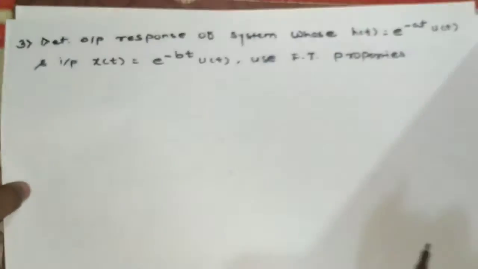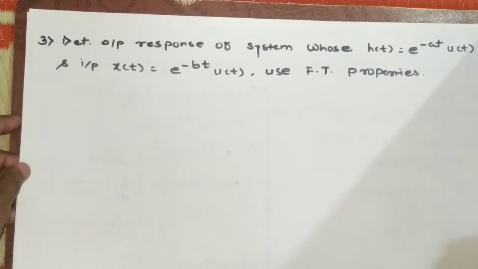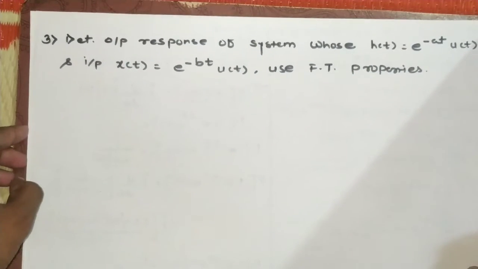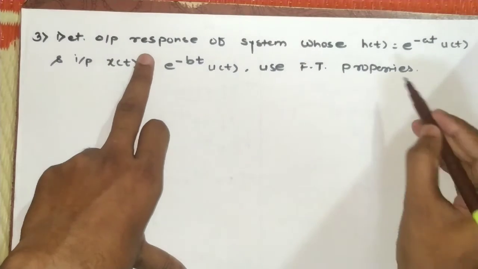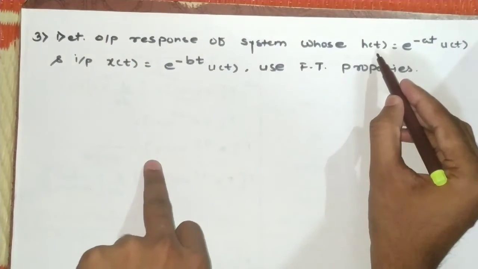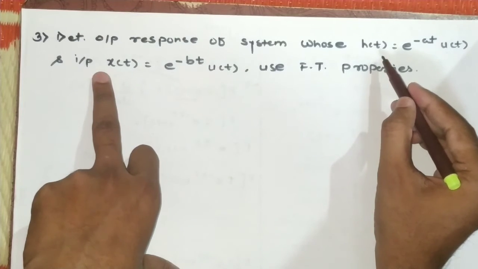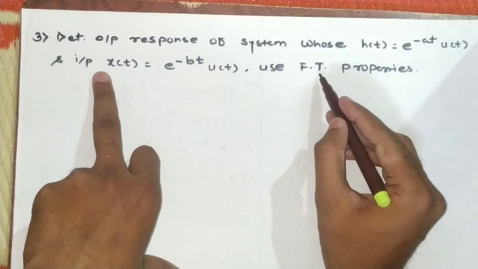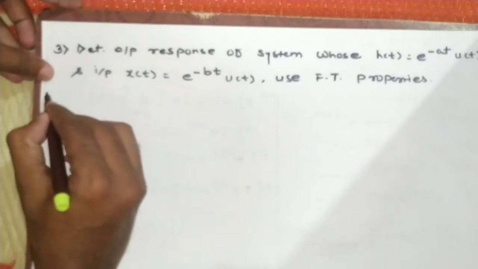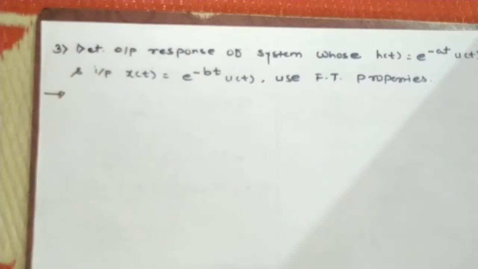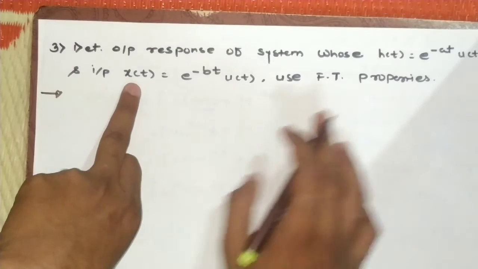Now let us come to the next and very important type of example; you can read the statement. Here it is given: determine the output response of a system whose h of t is given, that is nothing but the impulse response, and the input is given, and they have asked where to use the Fourier transform property. Now here two terms are given and we have to determine an output term, that is going to be y of t. In order to solve such kinds of examples, we have to deal with input and output.